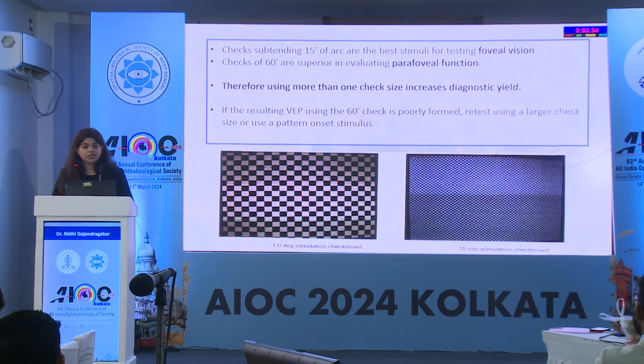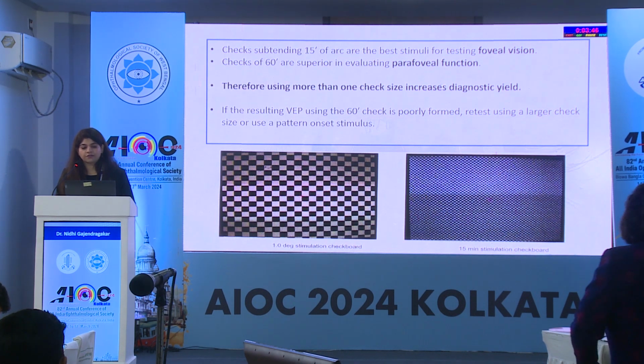So checks which are subtending 15 minutes of arc are the best stimulus for testing foveal vision, and 60 minutes are superior in evaluating parafoveal function.